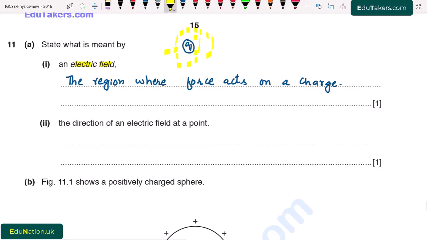Part 2, the direction of an electric field at a point. So here we have to describe the direction of the electric field at a point. So the direction of electric field will be in the direction of force acting on the positive charge. So I write here the direction of electric field is in the direction of force acting on positive charge.